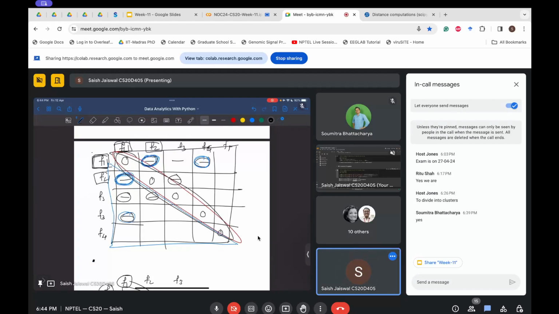Okay, so now once we have this distance matrix, what can we do? We can use it for cluster analysis, and we'll see it later, the different types of clustering: k-means, k-medians, k-medoids, and hierarchical clustering.